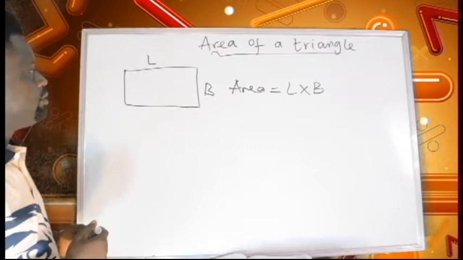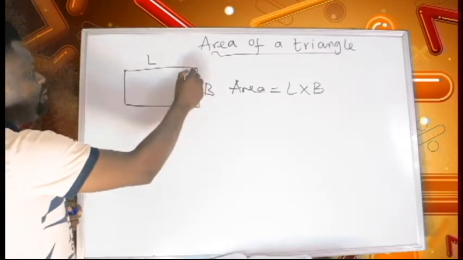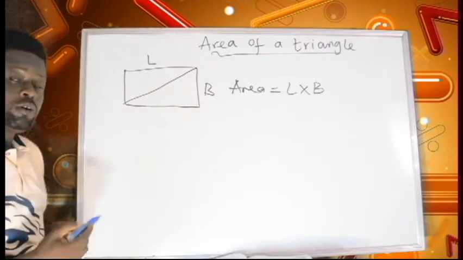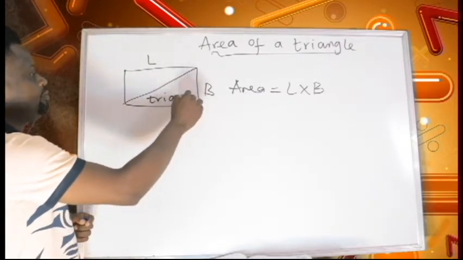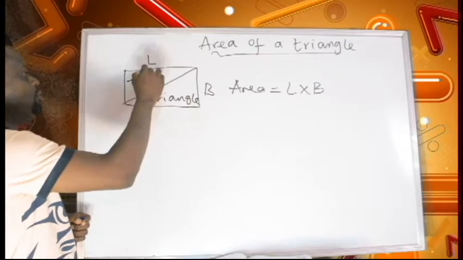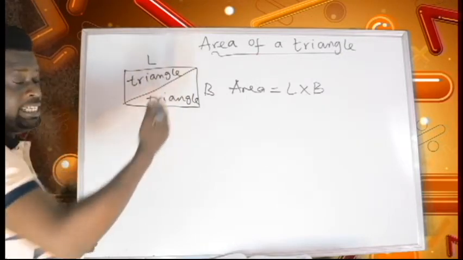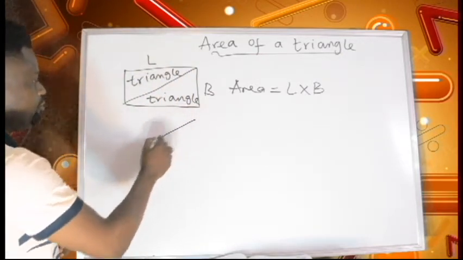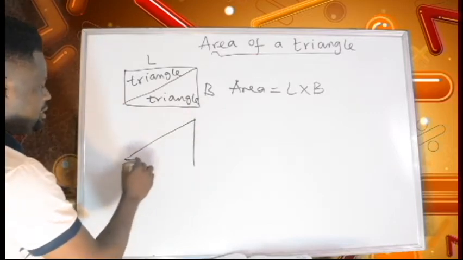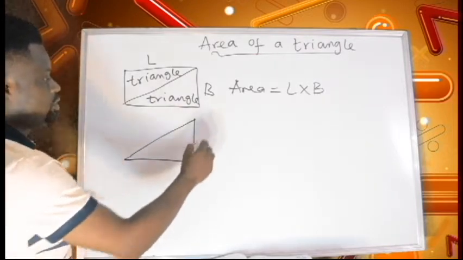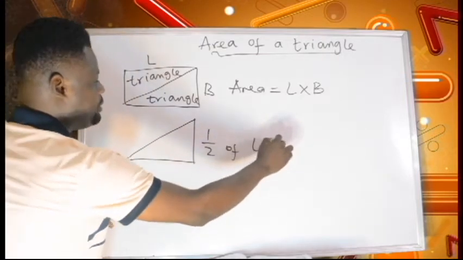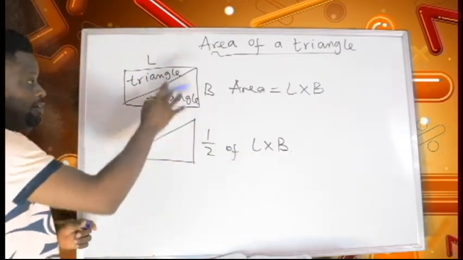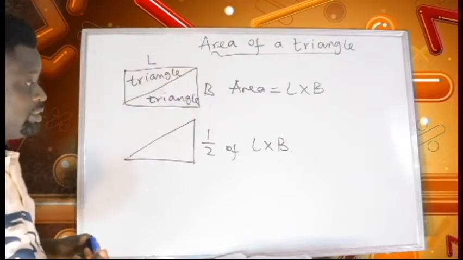Now we're dealing with a triangle. Once you divide your rectangle into two equal parts, one side becomes a triangle, the other side becomes a triangle also, because you divided it into two equal parts. So you're going to have something like this, a triangle. So this is half of your length times breadth. So the area of this is half of your length times breadth.